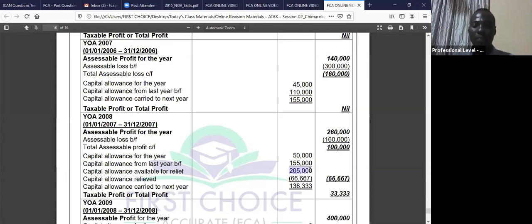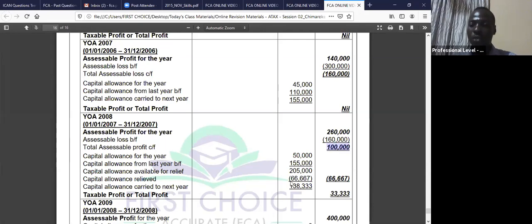Now, this business here is not the business where we relieve fully. This company is restricted to two-thirds. Sorry, it's restricted because it is not a manufacturing company. The business is not telling us it's manufacturing or agro-allied. So we restrict. So we look at 100,000 as your assessable profit.